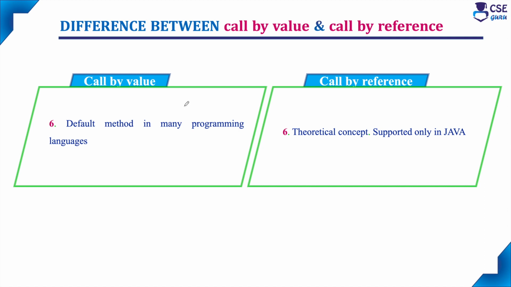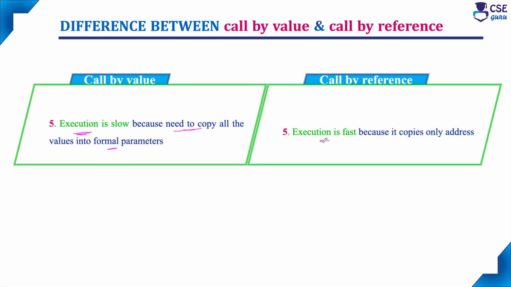The next difference, the call by value technique is the default method used in many programming languages like C, C++ and all. This call by value method is the default method. But call by reference is only a theoretical concept. Practical implementation is very, very less. And this call by reference is supported only in Java. So these are all the main differences between call by value and call by reference techniques.